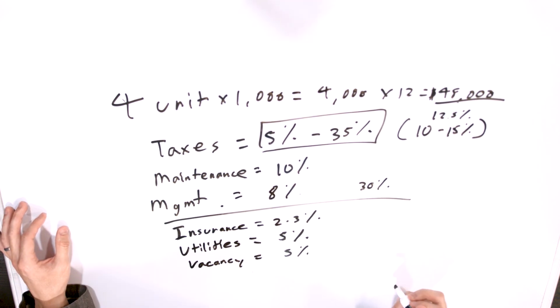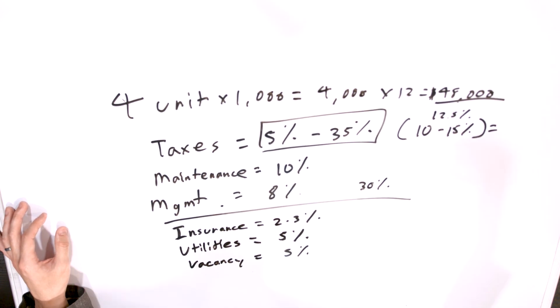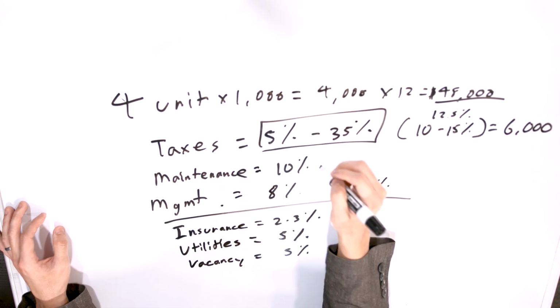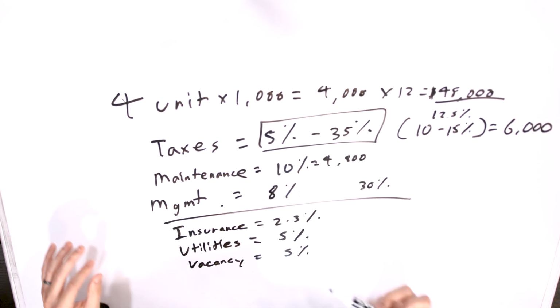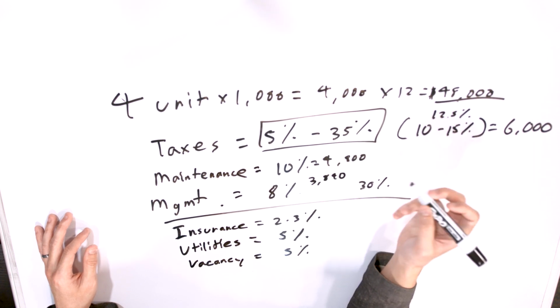If we're looking at 12.5% of $48,000 in terms of gross income, what do we get? Well, if we do the math and the calculations, and if you want to follow along at home, pause the video and use the calculator on your phone to run the numbers with me, you're more than welcome to do so. But doing the calculations that I've done previously, 12.5% of $48,000 is going to get you $6,000. Maintenance is going to get you $4,800. Management is going to get you about $3,800, right? $3,840 to be exact.